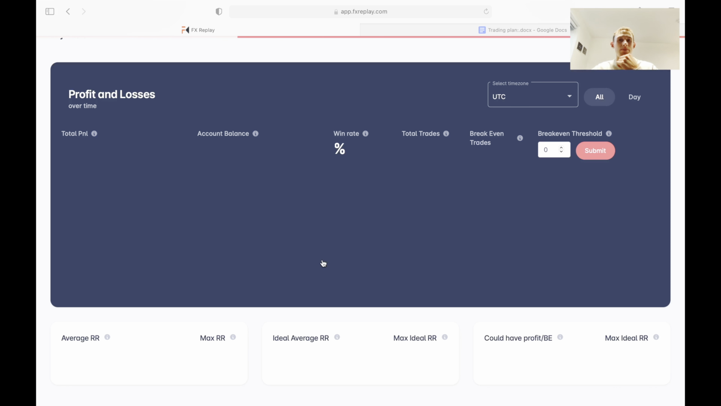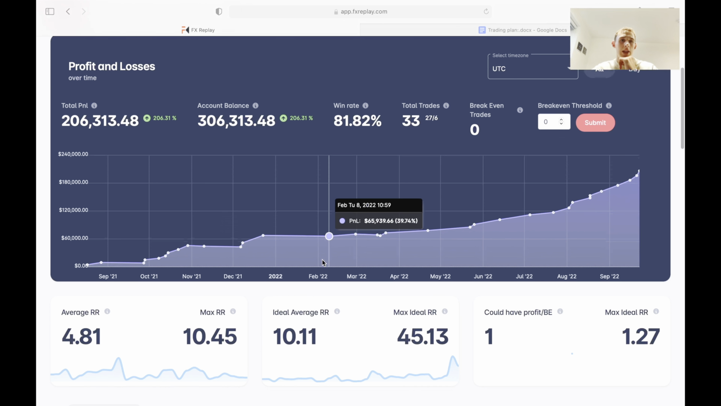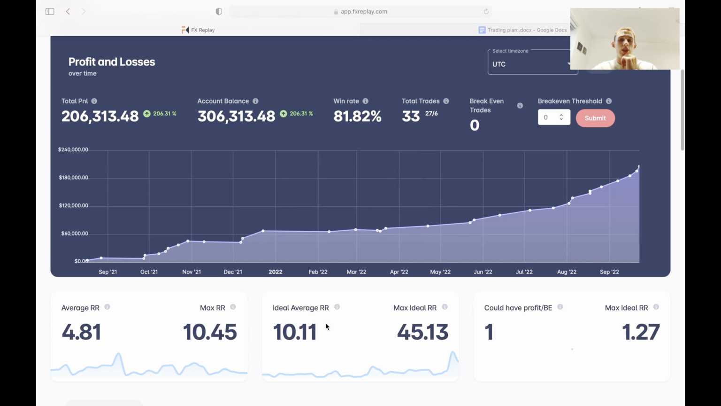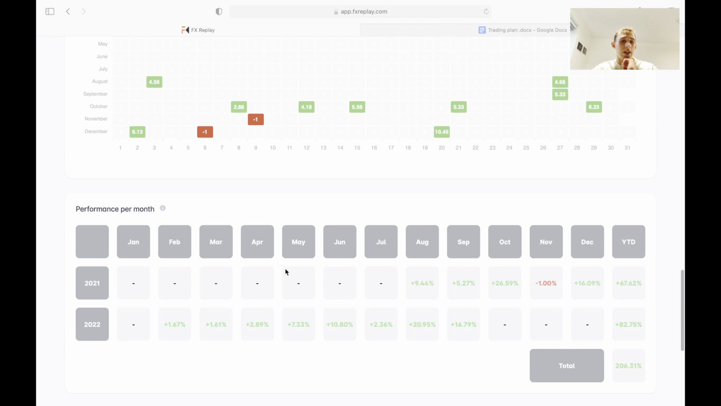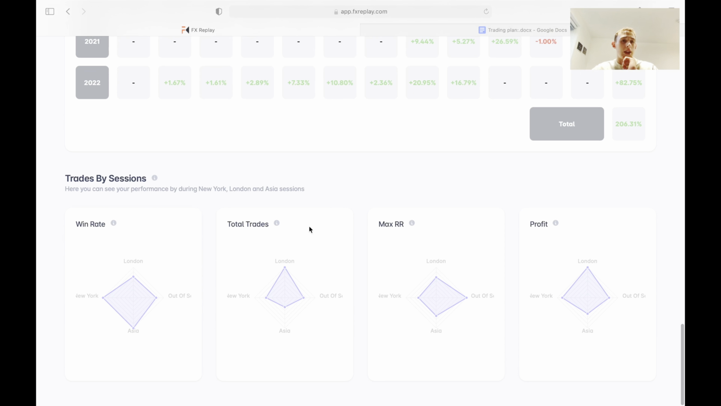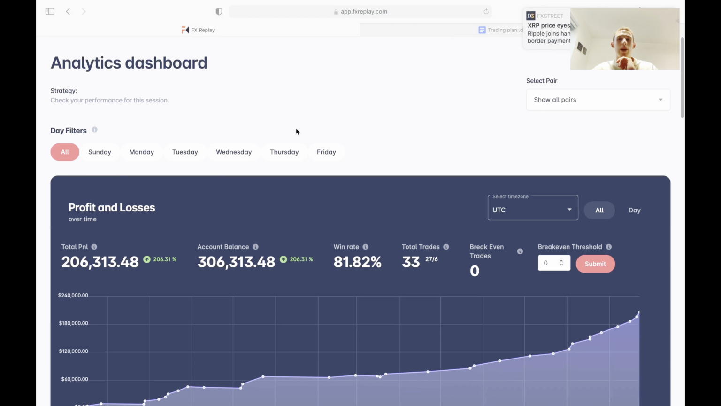If this loads. Yeah, so basically you get pretty much all the statistics you would need. Average RR, things like that, average duration, performance by day, month, and also by sessions. Anything you could basically think of will be in the statistics section of FX Replay.